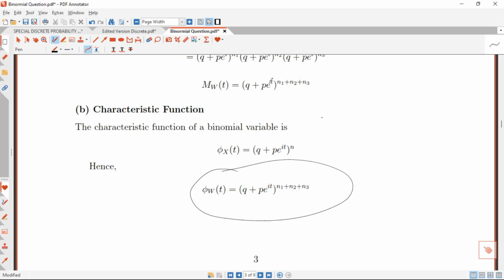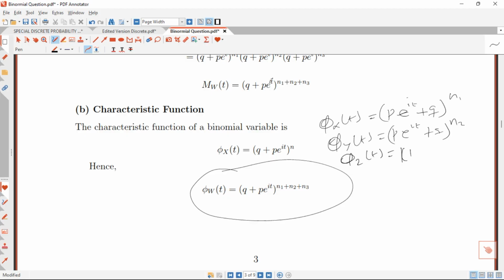Just introduce it, or else you have to go through all that we have done. So the characteristic function for X will be (pe^(it) + q)^n1. The characteristic function for Y will be (pe^(it) + q)^n2. For Z it will be (pe^(it) + q)^n3. And you just multiply them, and you are going to get what we have gotten here. Okay, so that is that for the characteristic function.